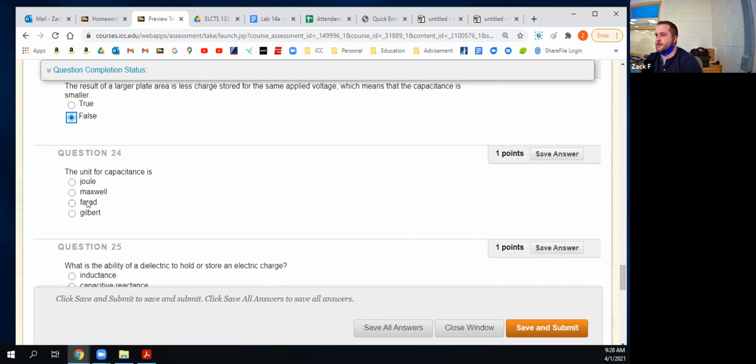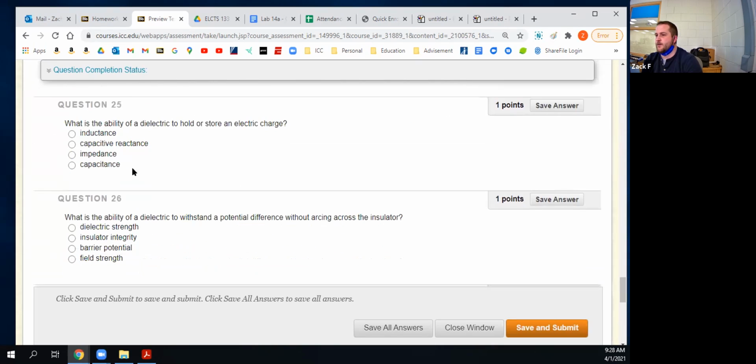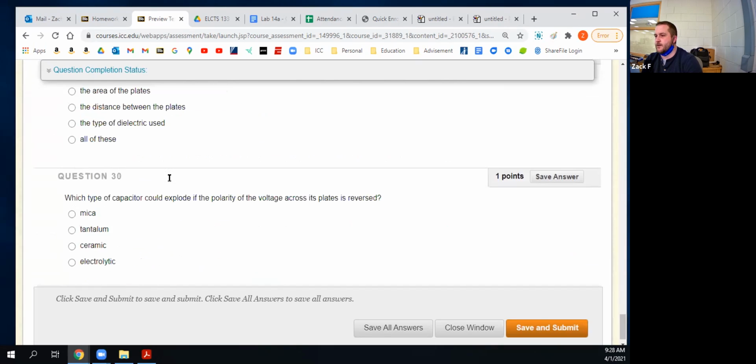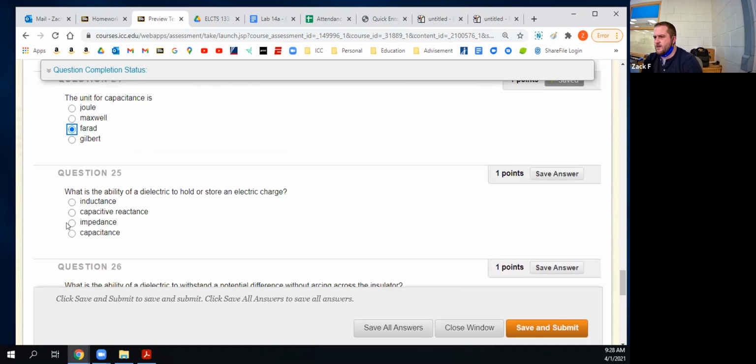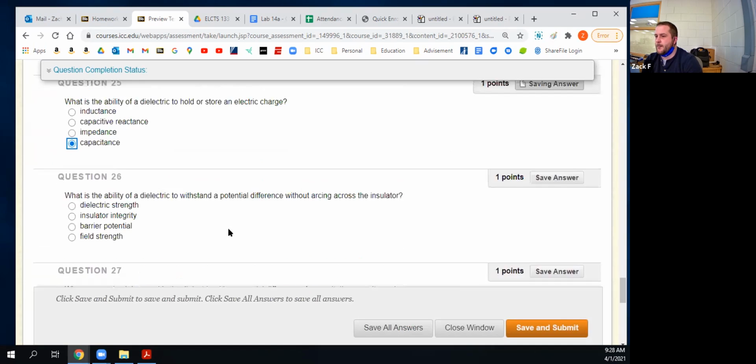What is the unit for capacitance? Farad. The ability of a dielectric to hold or store an electric charge is its capacitance.